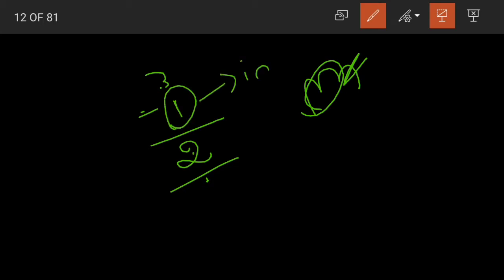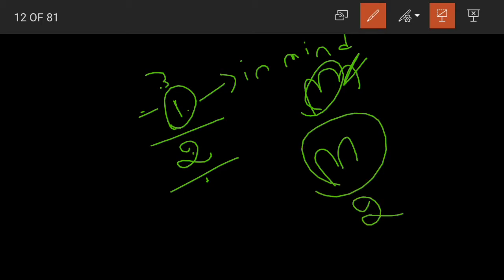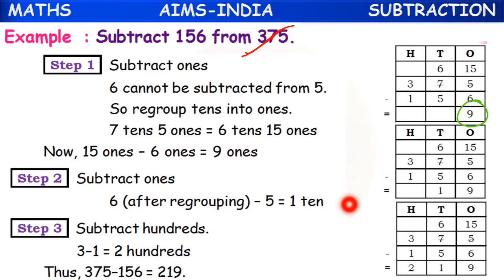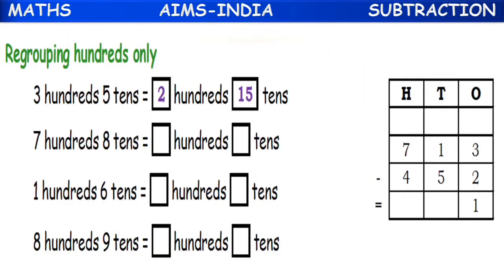Keep 1 in mind and from 1 start counting. After 1 we have 2, 3. How many fingers did we open children? 2 fingers. So the answer is 2. Clear? Now what is the final answer here? 219. 375 minus 156 is equal to 219. Clear children? Okay, moving on.